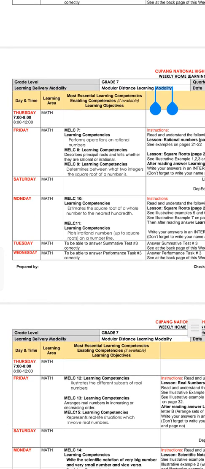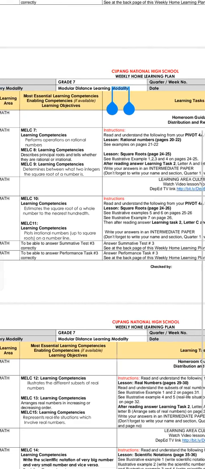For week 3, weekly home learning plan, Thursday again is retrieval and distribution. Friday, MELC 7 learning competency: performs operations on rational numbers. MELC 8: describes principal roots and tells whether they are rational or irrational. MELC 9: determine between which two integers the square root of a number is.